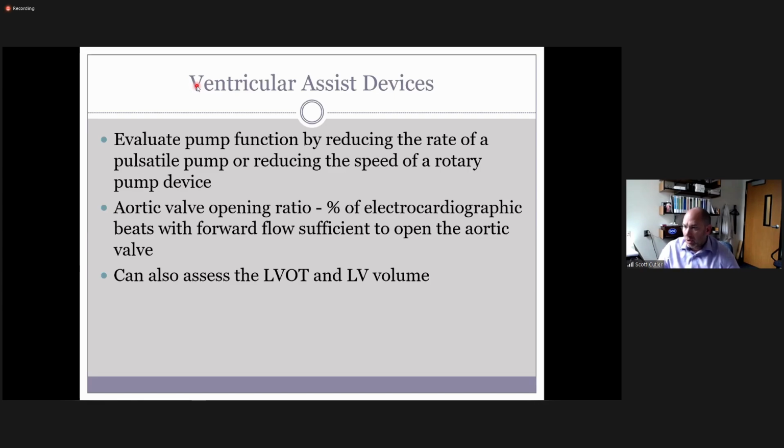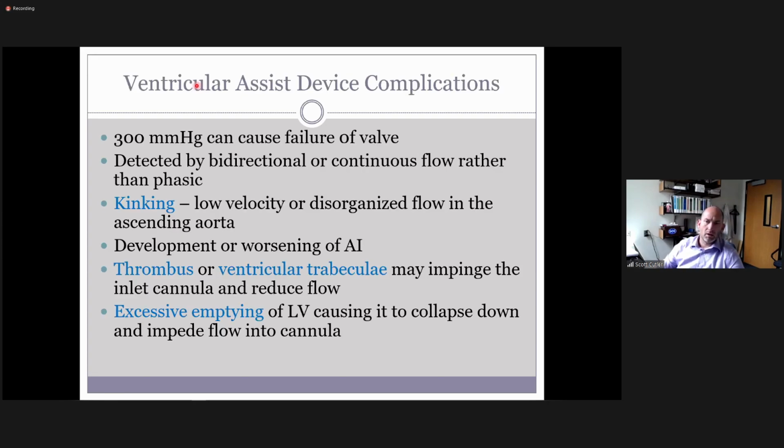We can assess the LVOT and LV volume. Obviously, LVOT can really be assessed in 2 dimensions, but if you're doing flow, that has to be going out the aorta to really tell you anything. All right, 300 millimeters of mercury pressure can cause failure of the valve. So again, if we increase that pressure too high, it will break the valve and it will get backflow into the aorta, which is going to totally negate the whole process.